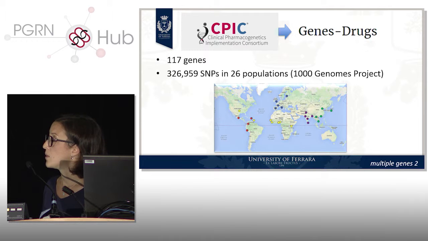So again, we downloaded the genetic variation on 117 genes. This time, we concentrated our attention on what we think might be interesting in pharmacogenetic terms. So we used this gene-drug set of samples coming from the CPIC project. The distribution of the populations now is this one that you see, 26 populations. And the number of SNPs that we analyzed is here.